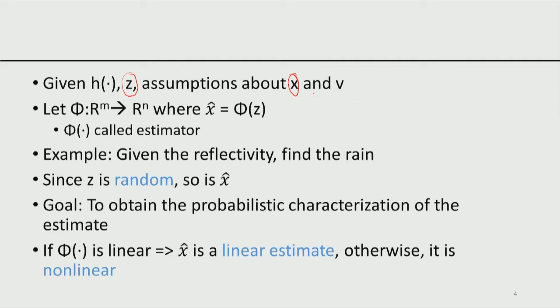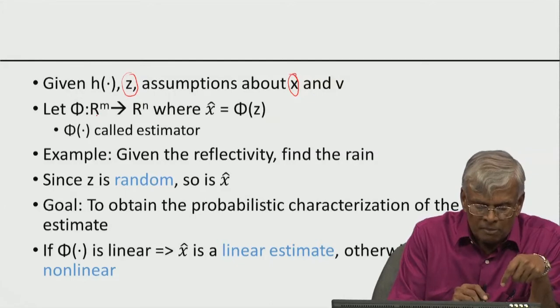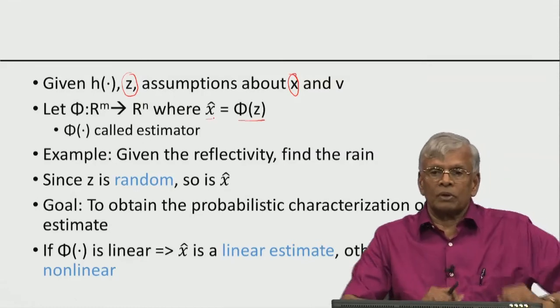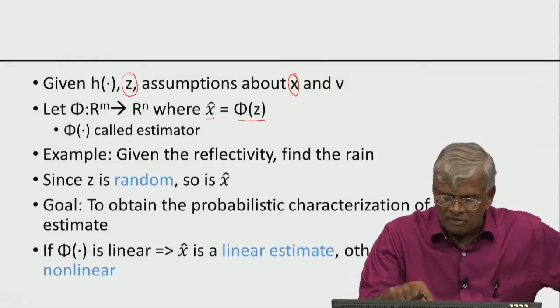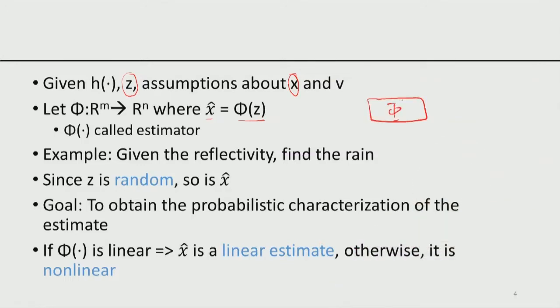This information transfer I am going to represent through a function phi that maps from R^m to R^n. So phi of z is equal to x hat. So phi is a process by which I analyze the observation, and the output is x hat. You can think of it like this: phi is the process into which you give the observation, and out comes x hat, an estimate of the unknown. So if phi generates x hat, which is the estimate of x based on z, phi is called an estimator. So an estimator is a map from the observation space into the model space.